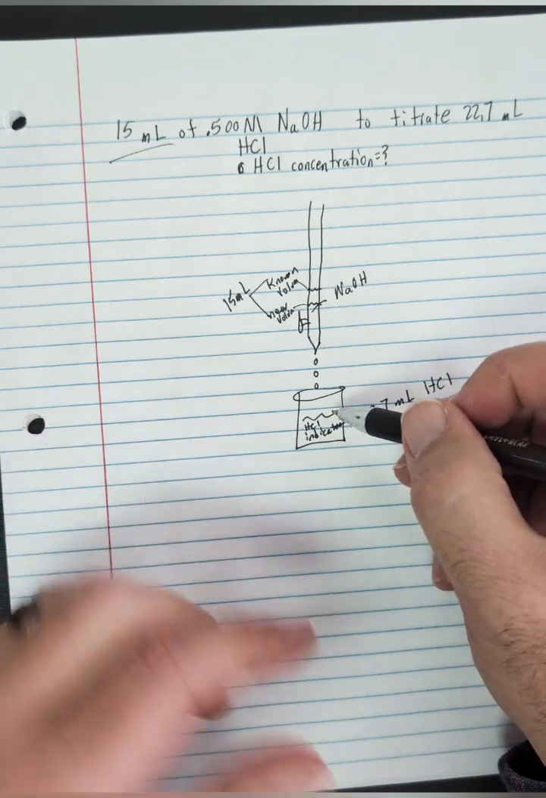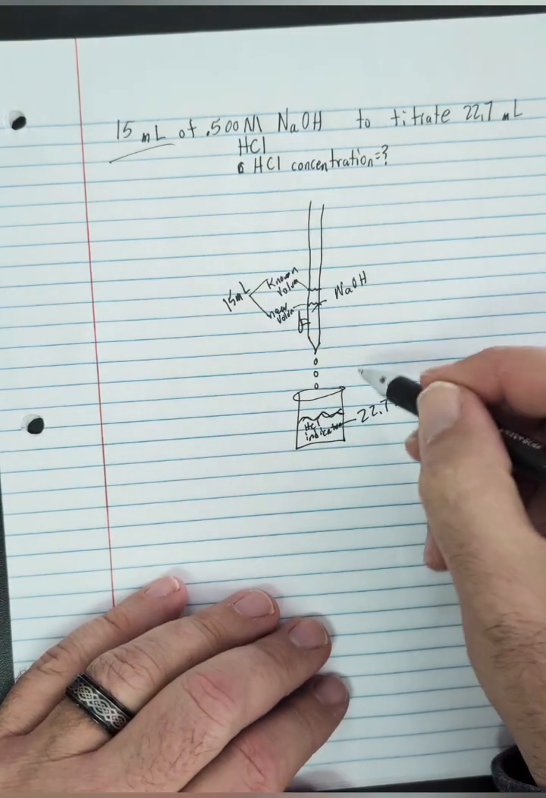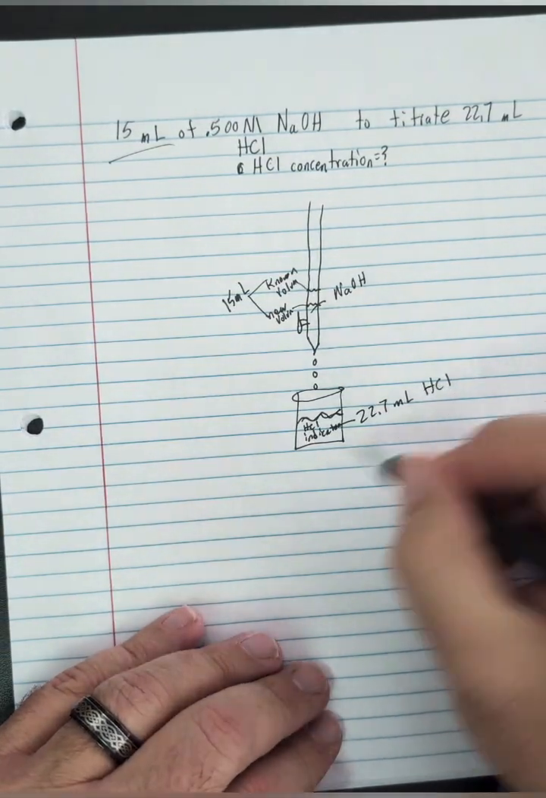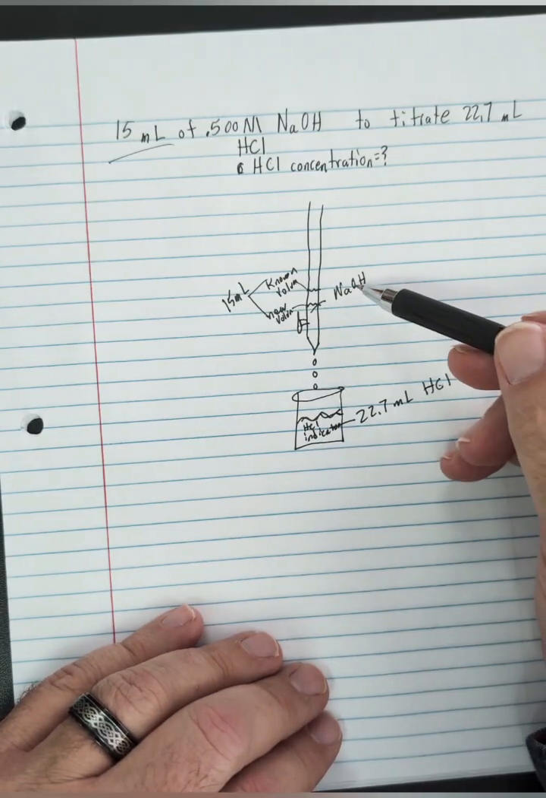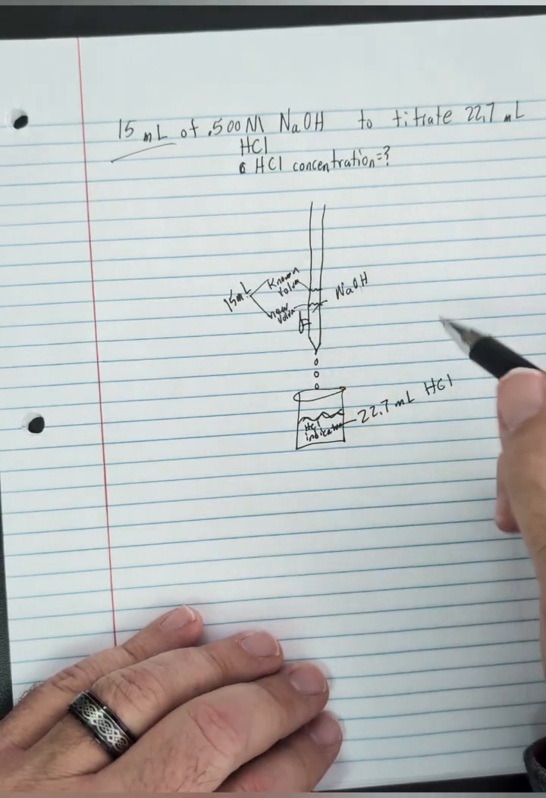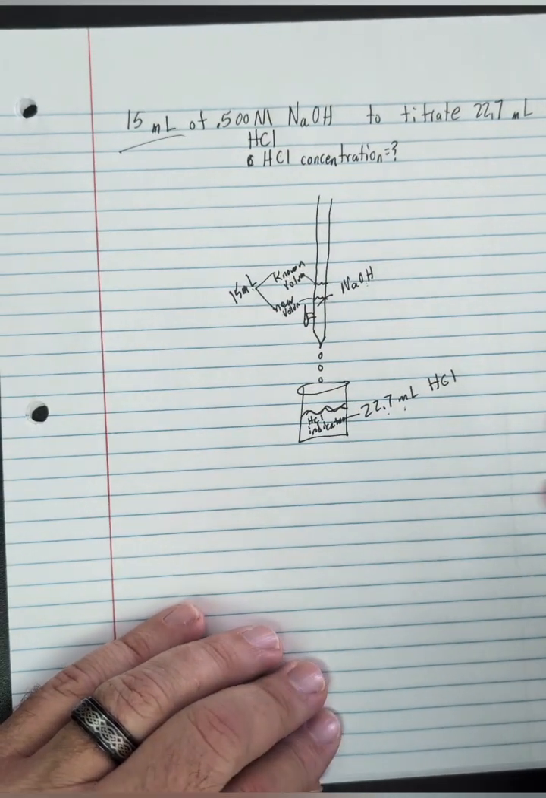And then you do another drip. And you keep doing drip by drip until you get it perfect and it doesn't change anymore. And at that point, you have completely neutralized this acid with that base. And we can use this volume to calculate what this concentration was.